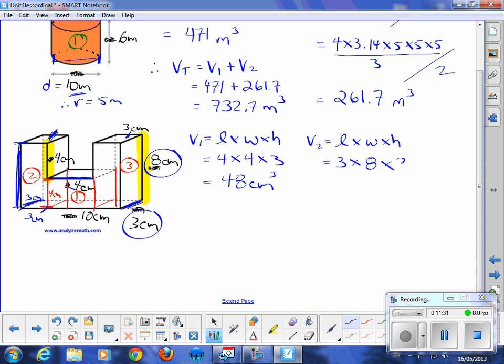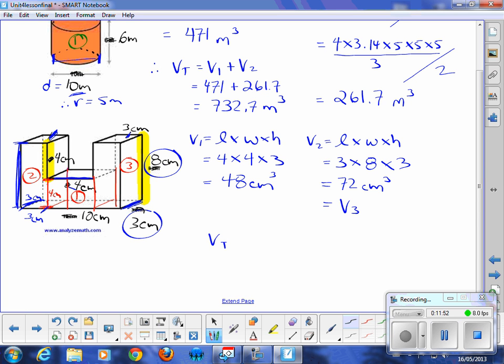Now what I want you to notice is, what do you notice about shape 3? I'm hoping some of you are looking at it thinking, hey, shape 3 looks an awful lot like shape 2. And it's absolutely correct. All the dimensions are the same. So I'm just going to put here, this is also equal to volume 3 to save myself some time. If it's the same shape, I'm not going to recalculate it.